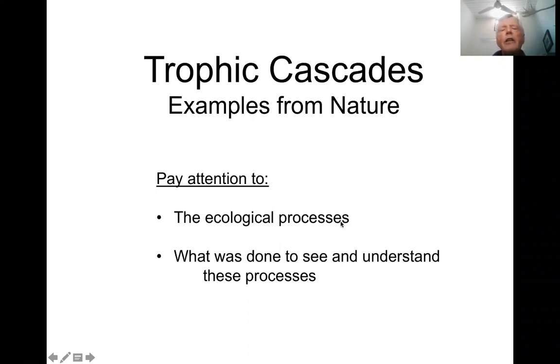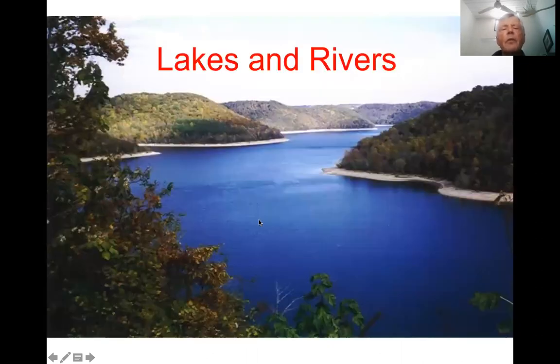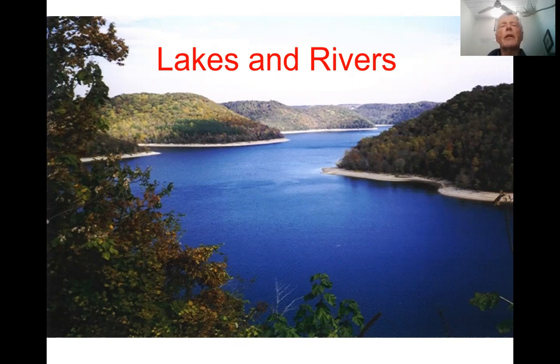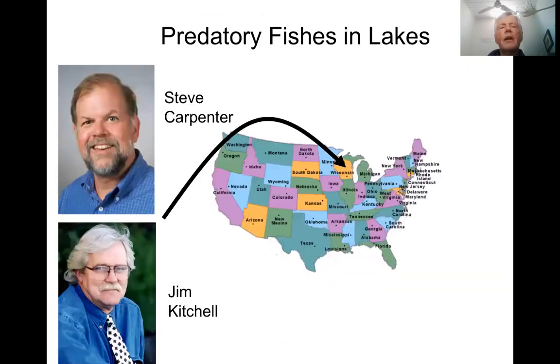How are species interacting with one another, and what was done to see and understand these processes. Right? These are all going to be examples of trophic cascades. And I'll just give you the first one first, because this is an important example. Some of the early work, and this is from trophic cascades in lakes and rivers. And this work was done by two very well-known ecologists, Steve Carpenter and Jim Kitchell, the University of Wisconsin.